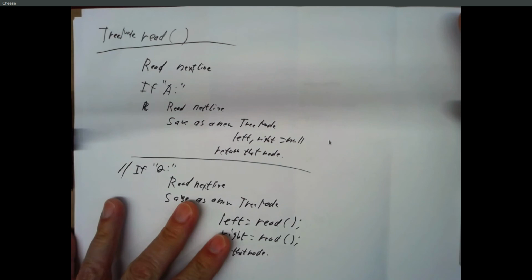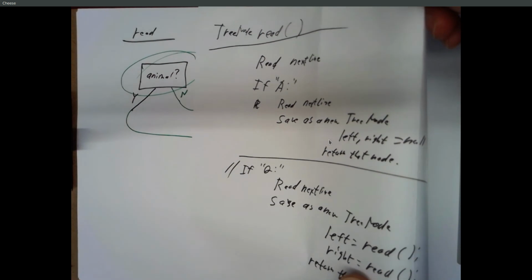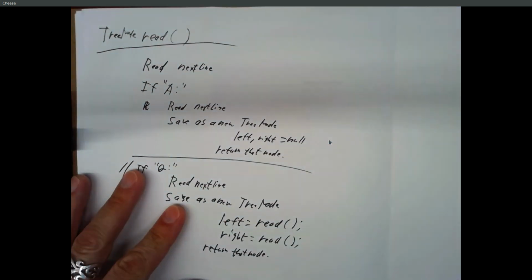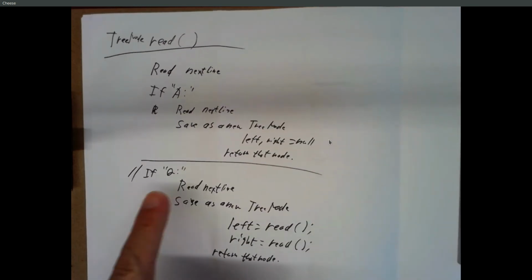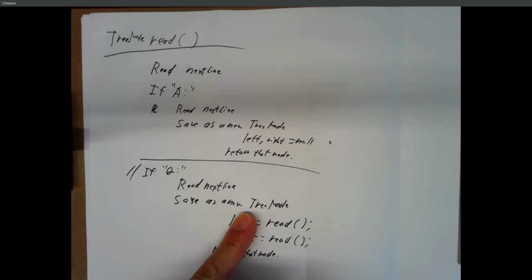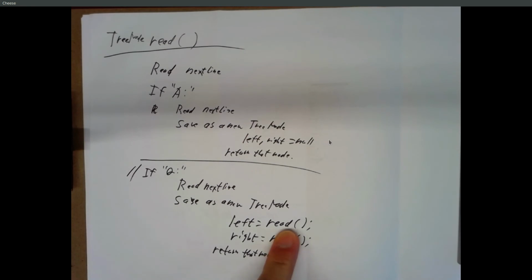So this will work, but it feels weird or feels really good depending on how you like recursion, I guess. So the read method: read the next line. If it's an answer, read one more line, save it as a node of a new tree node, set its children to null, return that new node. If you read a line and it was a question, then read one more line, save that as a new tree node. But before you return it, call read two more times. Call it once, set the return value to be left's value. Call it again, set right equal to that return value.